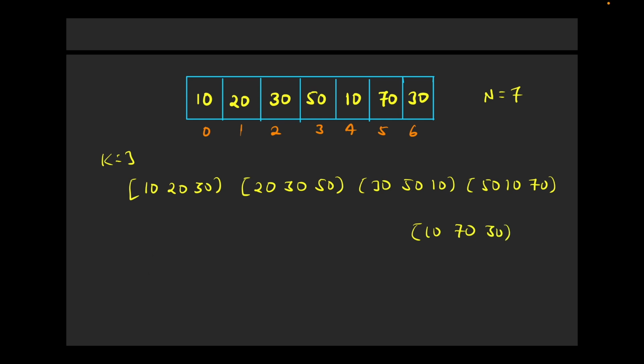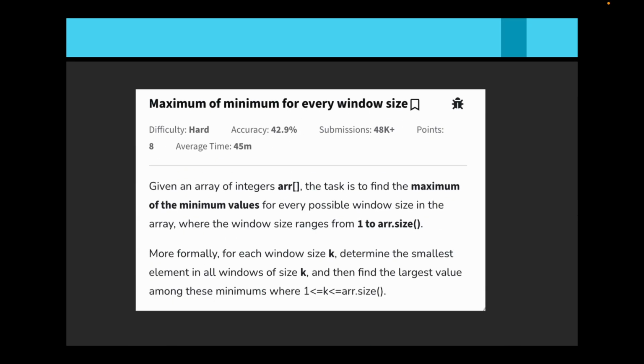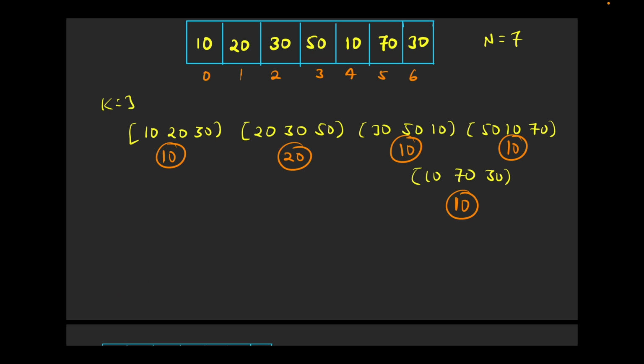Now what they have told us is to get the minimum of every single subarray. So the minimum is 10 over here, the minimum is 20 over here, the minimum is again 10 over here, and the minimum is 10 over here and 10 over here. Now what they have told us is the maximum of all the minimum values. So whatever minimum values we have got from every single subarray, take the maximum from them. Which one is the maximum? 20. So let's try to do this for another window size.